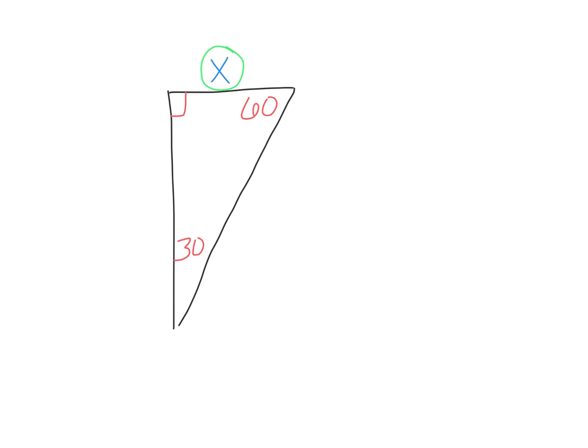Okay? To get from the short leg to anything else, we're going to be multiplying. So to get from short leg to the long leg, now the long leg is this side right here. That's our long leg, because what is this other side called? That's called the hypotenuse. Yep. So to get from the short leg to our long leg, we're going to multiply by the square root of 3.